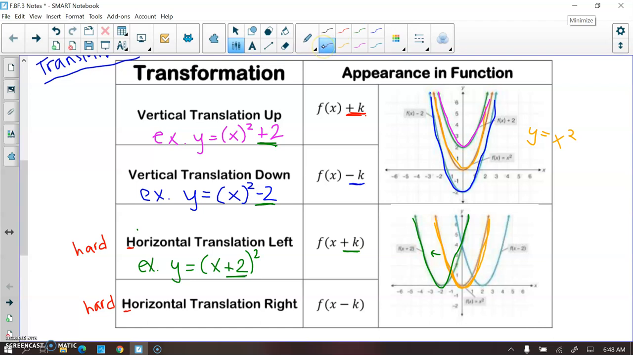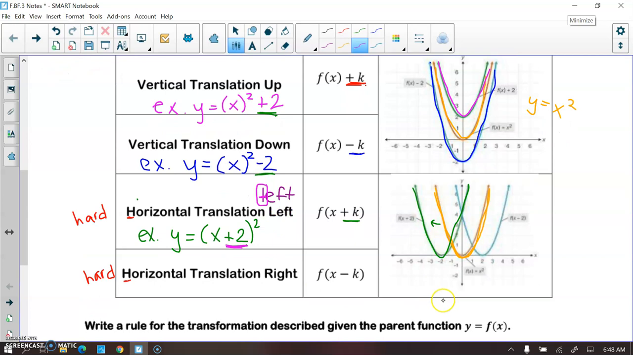Now, something to maybe help you remember this: if we write left using a lowercase letter, the L in left is the start of a plus sign. So we know that if we're doing a horizontal translation left, we need a plus sign in between my x and my number.